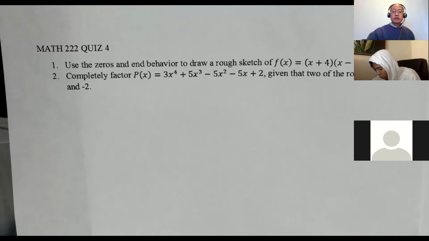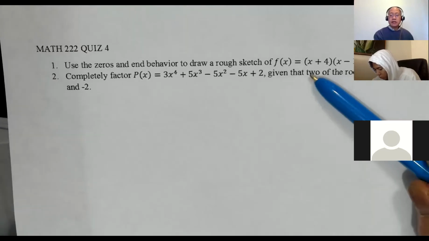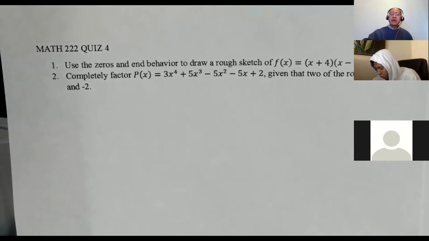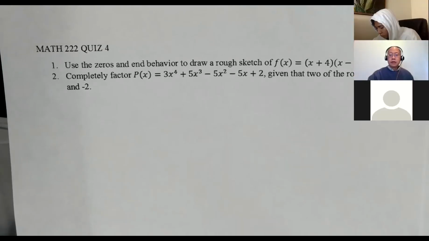Okay, number one, use the zeros and end behavior to draw a rough sketch of f of x equals x plus 4, x minus 1, x minus 5. It should not be that hard to find the zeros, right? Should be pretty obvious. And then the end behavior, go to the right of the furthest zero and go to the left of the first zero on the other side, I suppose is one way you can say it. For end behavior, you can think of plugging in a big number like 100 and a number like negative 100, and that should do it, right?